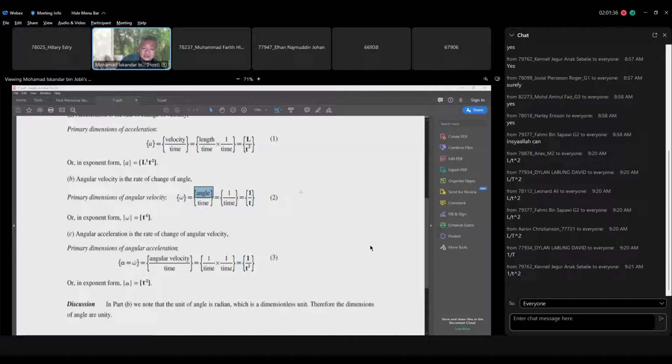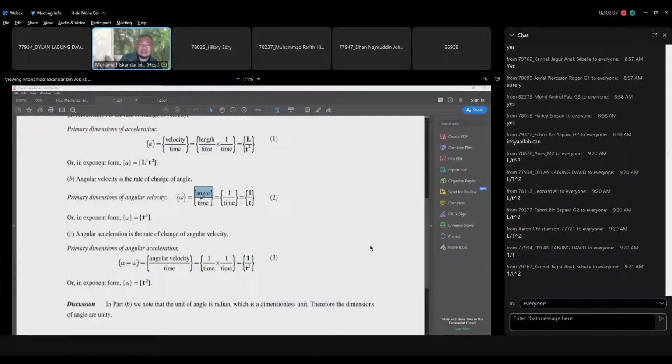Because it's not linear movement. If we discuss displacement, then it should be length over time. Why doesn't it? Because it's not linear displacement. That's for you to ponder, for you to find out.